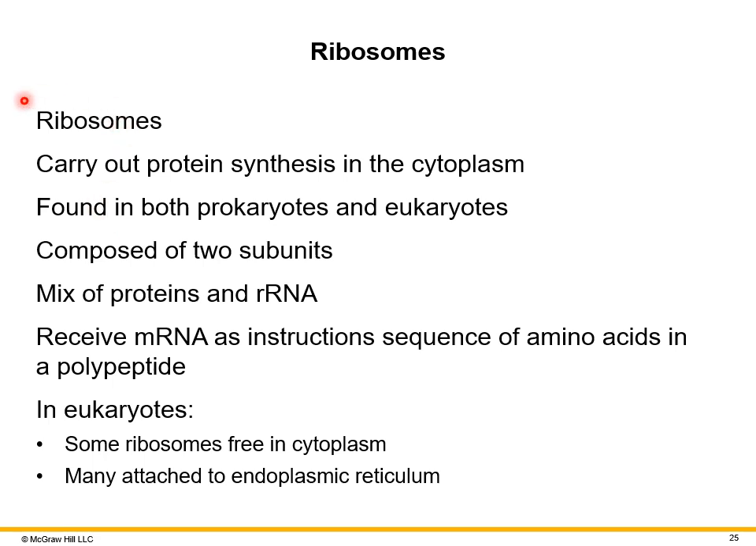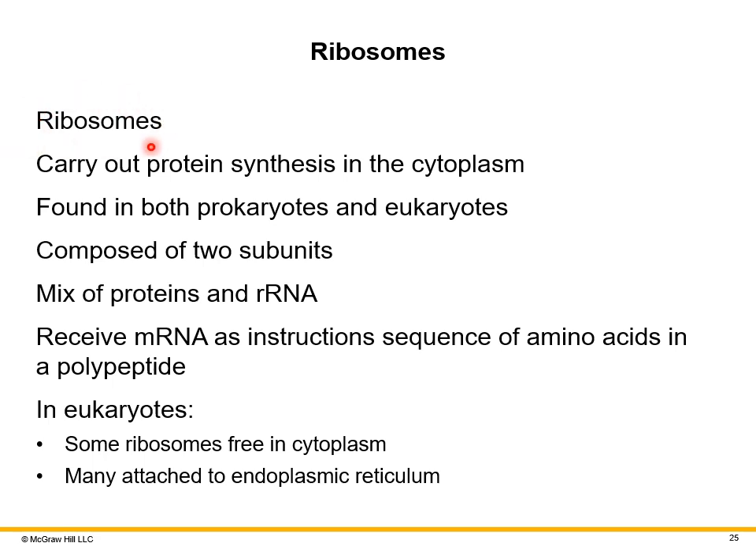Ribosomes are going to be found in both prokaryotic and eukaryotic cells. And this makes sense because ribosomes are the protein factory of the cell. Both prokaryotes and eukaryotes need proteins in order to build essential parts of themselves, their own structure and architecture. The ribosome is composed of two parts, or two subunits, and the ribosome is a mix of proteins and ribosomal RNA called rRNA.